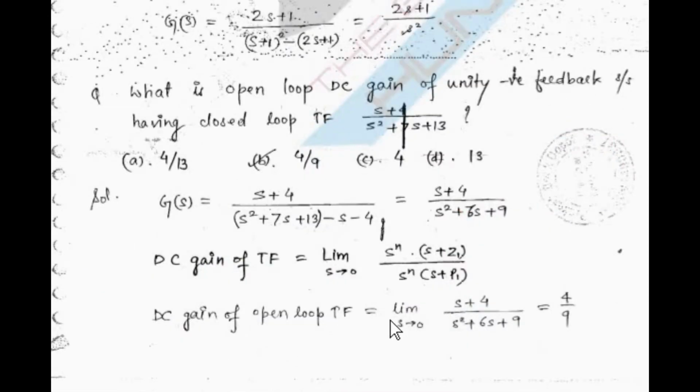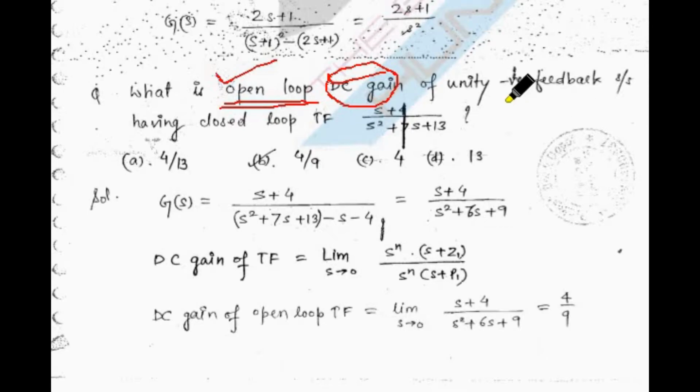So this is the next example. First I will decode the question, then we'll move towards the answer. I will read the question for you. What is the open loop DC gain? They want the open loop system. Then the next target is that you have to obtain a DC gain for that open loop transfer function.